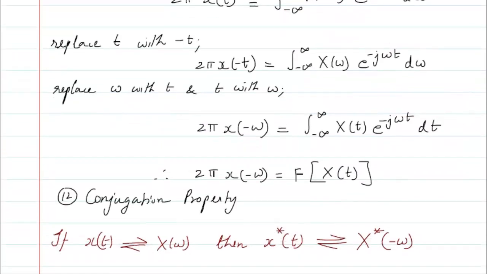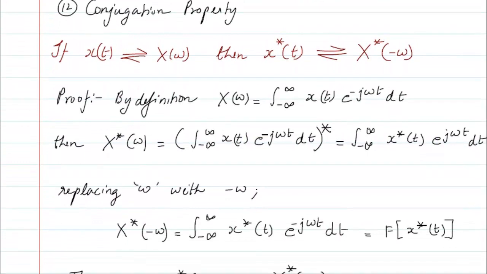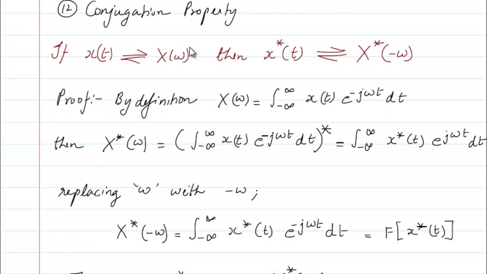Next we will look at the last property, which is the conjugation property, which says that if you have a function x of t which gives you X of omega, then the Fourier transform of x conjugate of t will basically give you X conjugate of minus omega. Okay, how? By definition we know that the Fourier transform of x of t is given by this equation. If I take the conjugate of X of omega, it is as good as taking the conjugate of this whole equation, which I have done here. The conjugate moves inside to x of t, and we know that the conjugate of e raised to power minus j omega t is e raised to power plus j omega t.